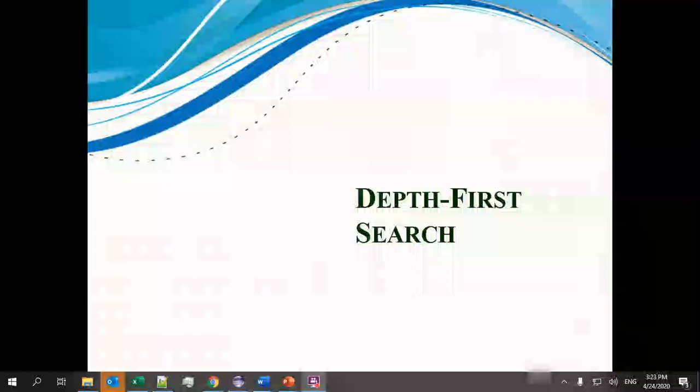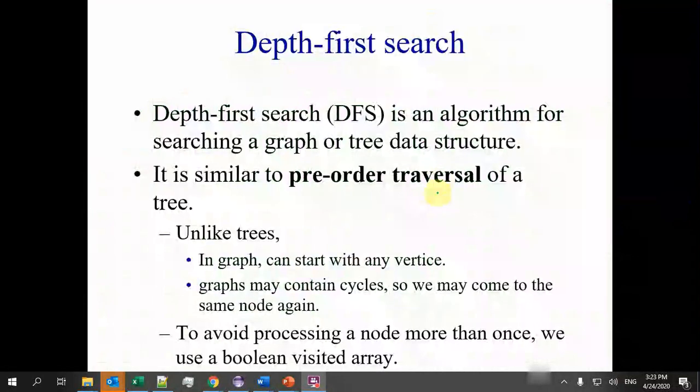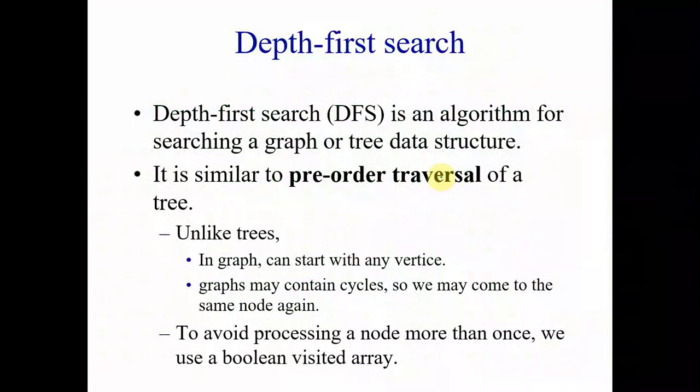Okay, let's start with the one method which is called depth first search, DFS. A DFS is an algorithm for searching a graph or a tree data structure. Okay, I hope you still remember when we talk about the pre-order traversal. The concept and the operation is quite similar.